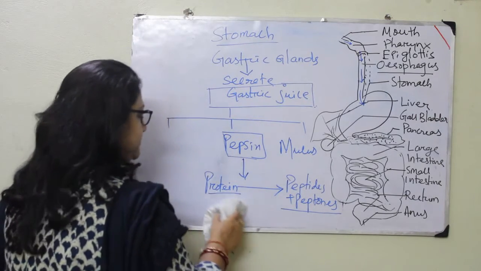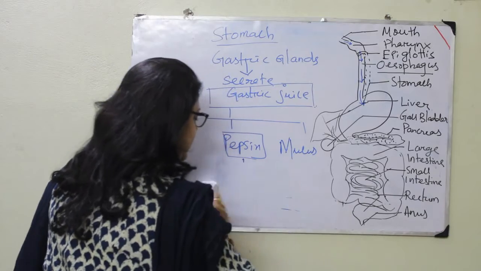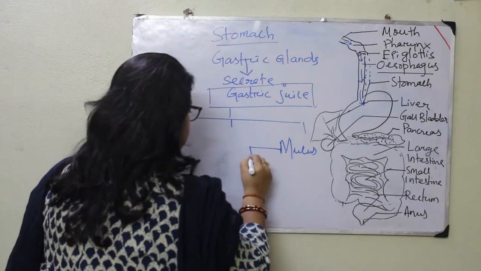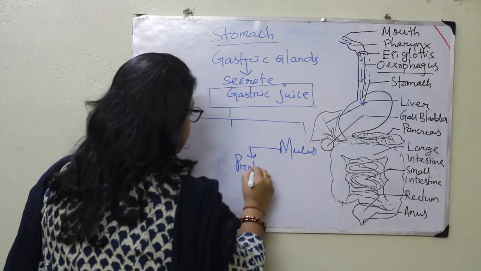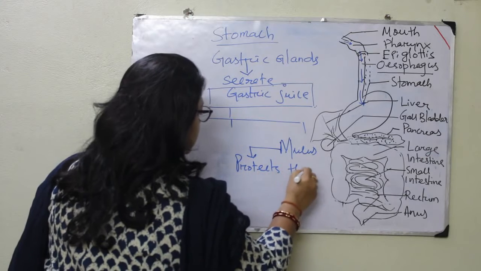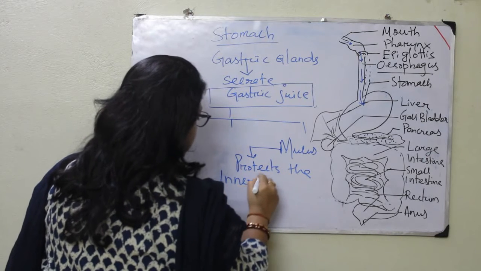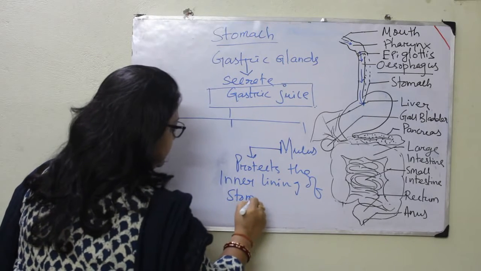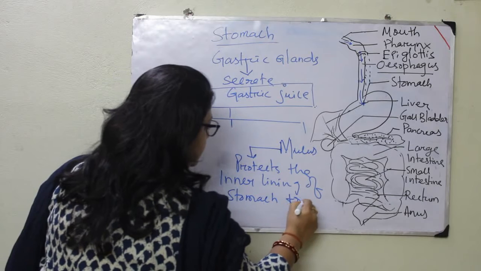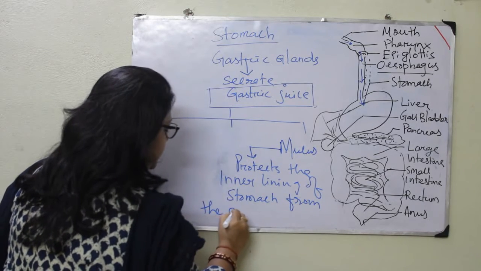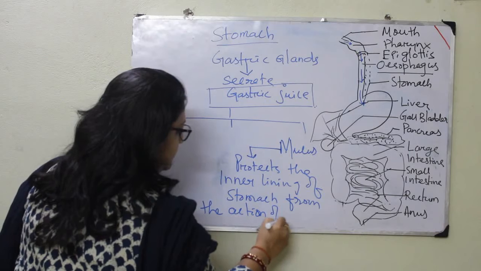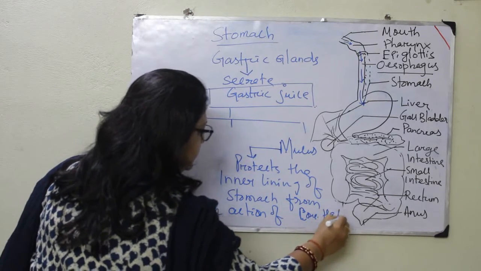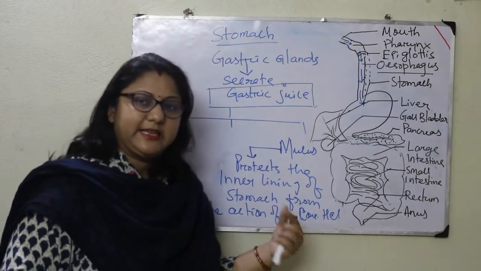Clear? Okay. Now what is the role of mucus here in the digestive system? The mucus protects the inner lining of the stomach from the action of concentrated hydrochloric acid. Okay, so the mucus protects the inner lining.